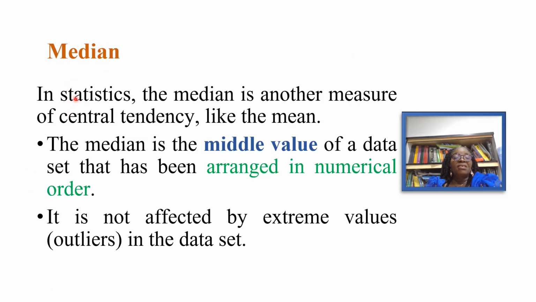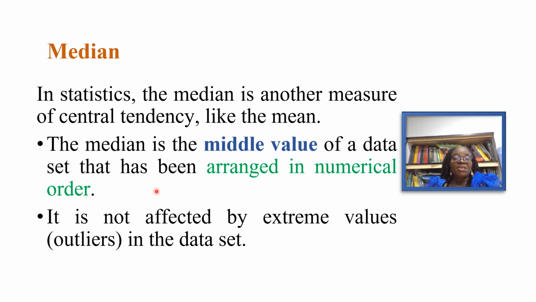The median. In statistics, the median is another measure of central tendency like the mean. While the mean represents the average of all the numbers in a data set, the median is the middle value of a data set that has been arranged in numerical order. Always understand this statement: arranged in numerical order.